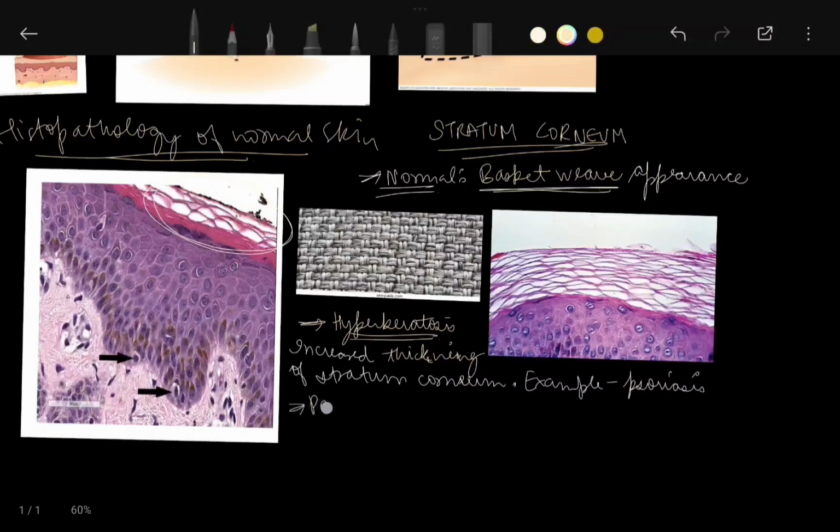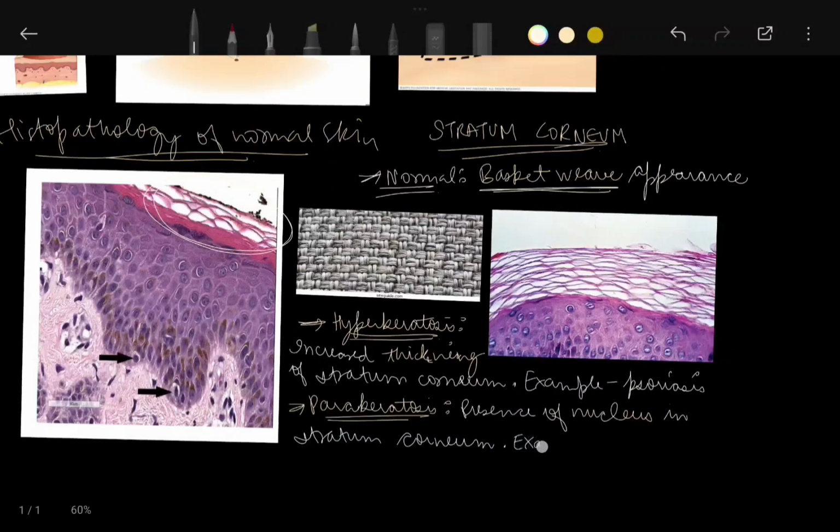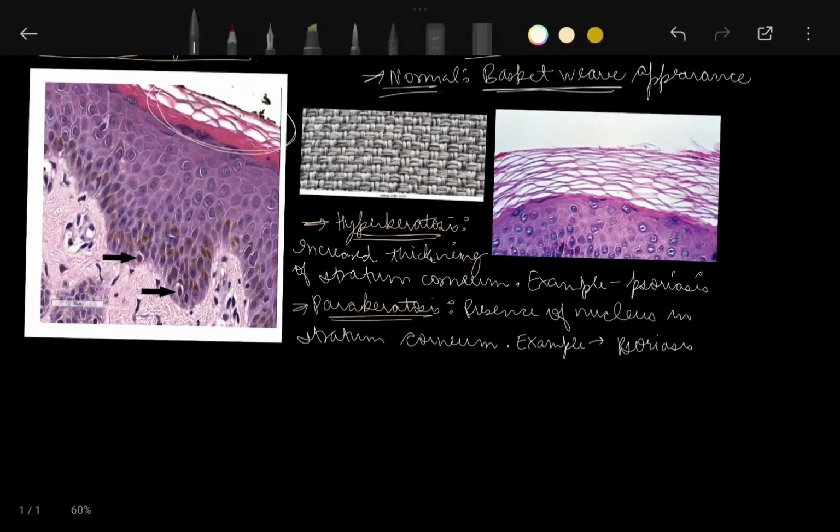After this, coming to parakeratosis, there is presence of nucleus in stratum corneum. Example, again in psoriasis. In hyperkeratosis, there is increased thickness of stratum corneum, example psoriasis. And in parakeratosis, there is presence of nucleus in the stratum corneum. Again the example is psoriasis, but in this case benign psoriasis, or Bowen's disease in case it is malignant.